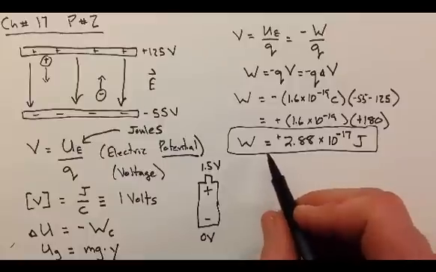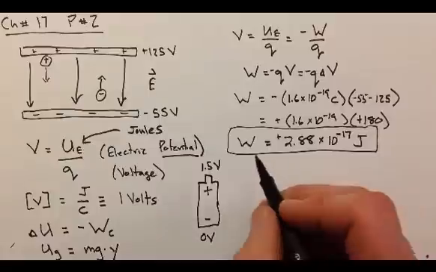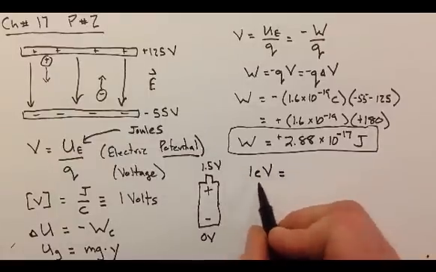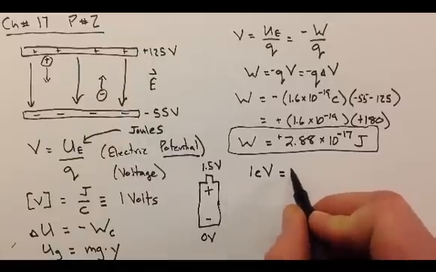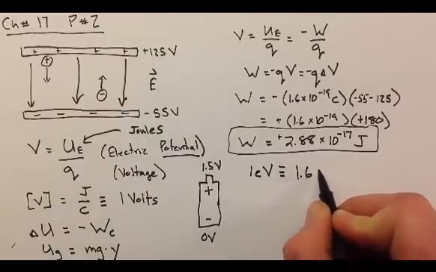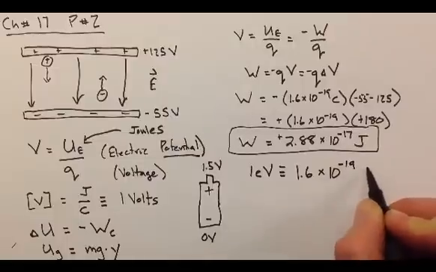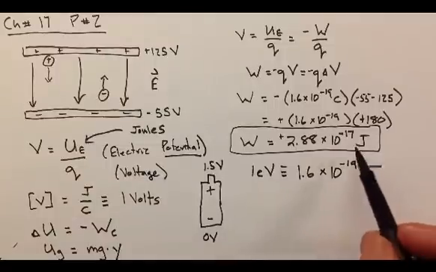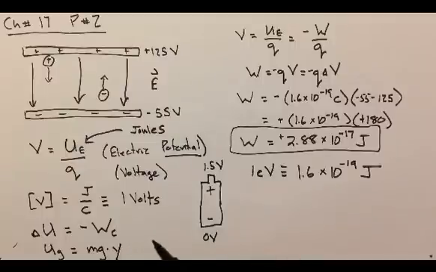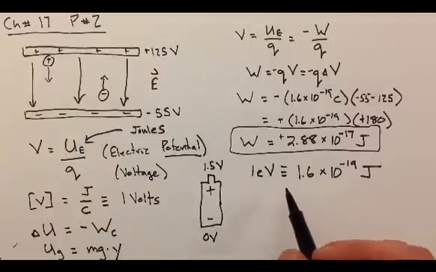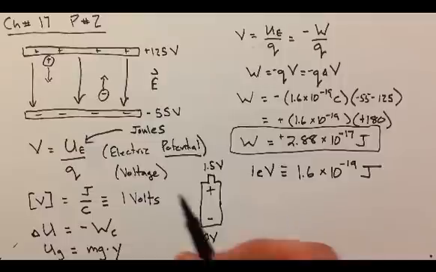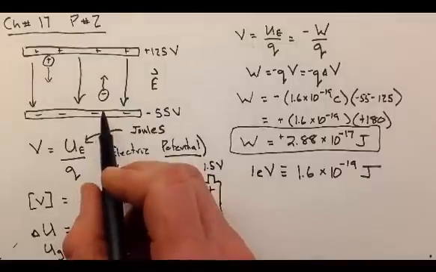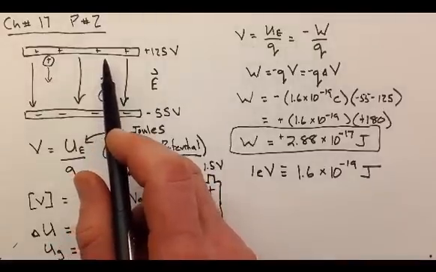The problem says calculate the work both in joules and electron volts. 1 electron volt, or 1 eV, is a unit of work or energy, and it is defined to be 1.6 times 10 to the minus 19th joules. Now, why would we define such a thing when we have such a good unit for energy, joules, anyway? Well, it's really convenient to use this unit. Where does it come from? Conceptually, it's the amount of work done to move 1 electron through a potential difference of 1 volt.